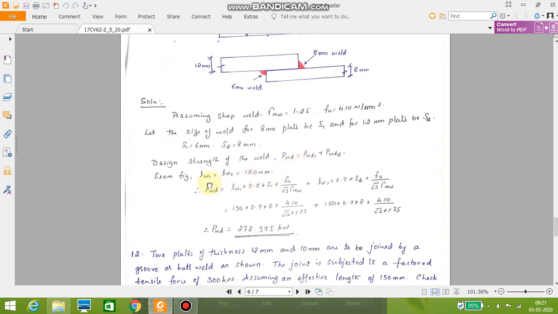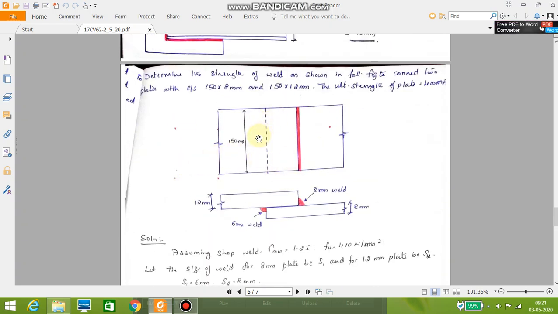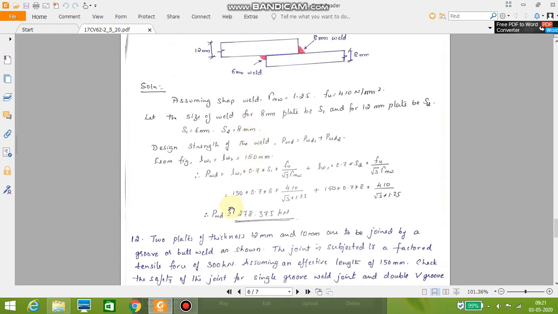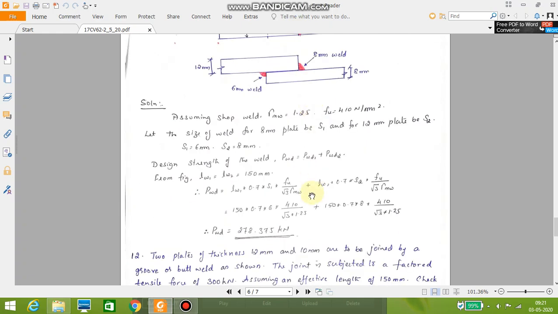So from the figure we can calculate the length of the weld for plate 1, which is also equal to plate 2, which is equal to 150 mm, which is given. Now we have the formula PWD equal to PWD1 plus PWD2. So upon substitution we get PWD equal to 278.375 kilonewton. Only the variables here are S1 and S2. In this type of welding, the welding is to be done throughout the width of the plate. Therefore the length of the weld becomes 150 mm.